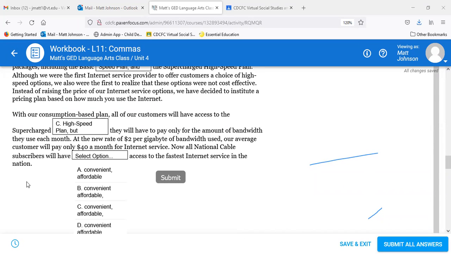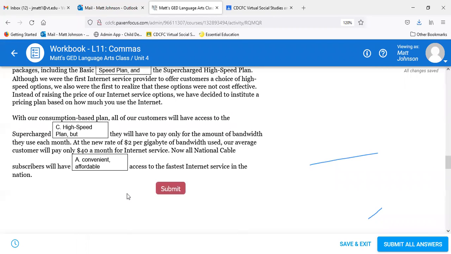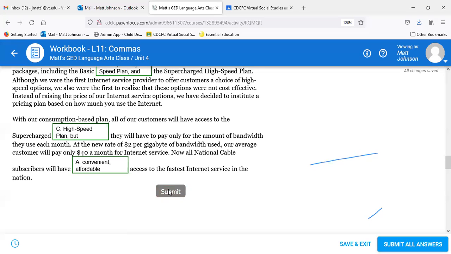It is A. So subscribers will have convenient, affordable access to the fastest internet service in the nation, right? We have adjectives there, separating the use of those adjectives to describe our internet service. So there we go.